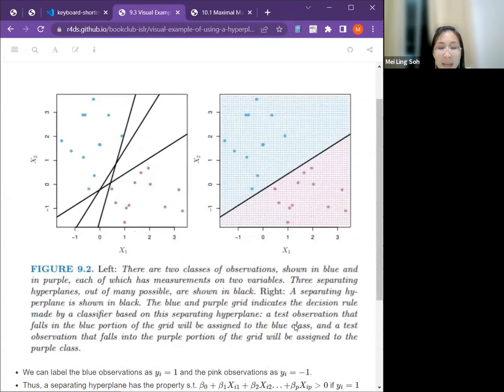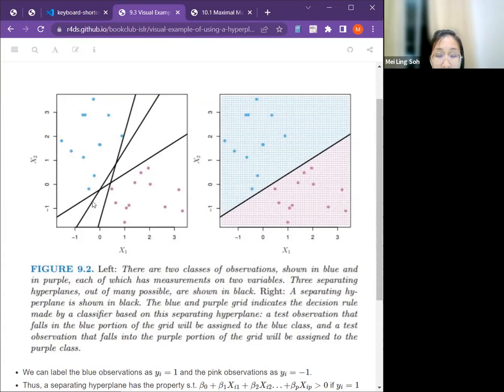So this is an example figure. In the left part, you can see we have two classes of observations, either the blue dots or the purple dots. And this one is two-dimensional, so p equals 2. And out of this, we have three separating hyperplanes. Because it's 2D, it's a line. Then on the right, you have these separating hyperplanes as shown in black as well.